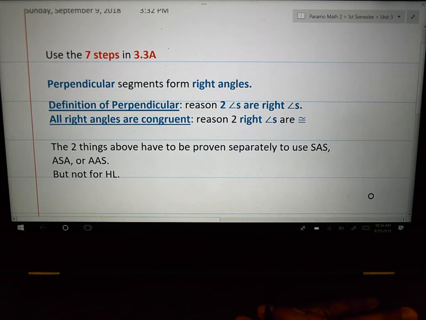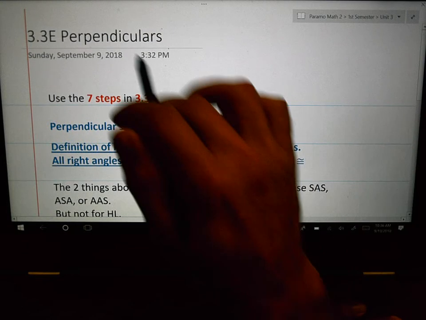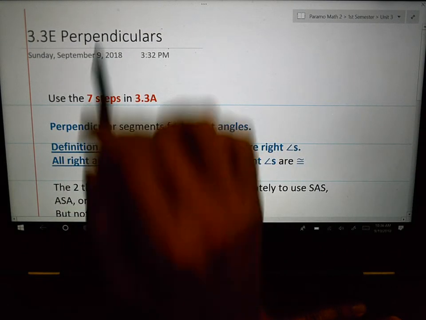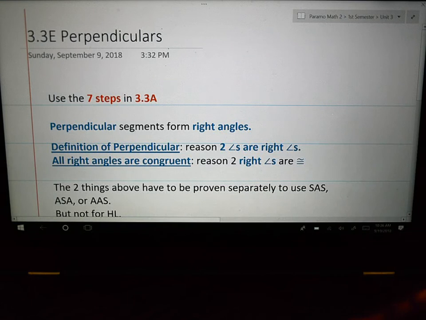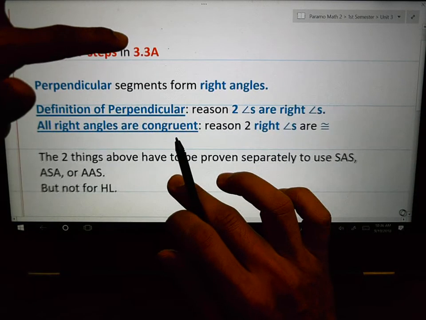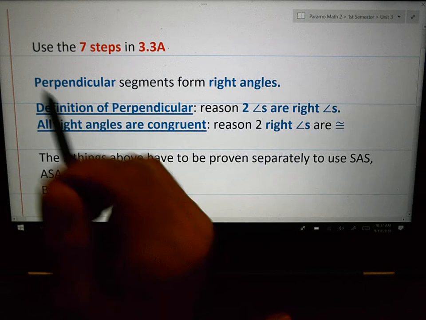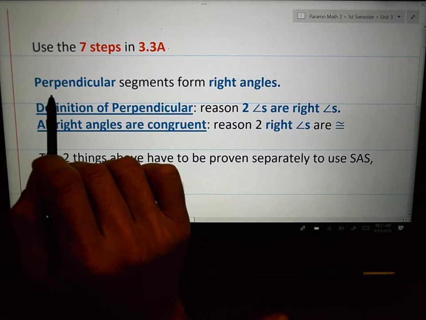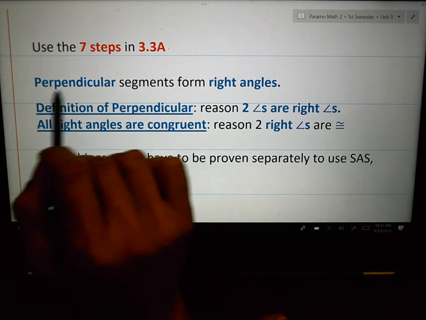And then we get into some basic math in 3.5 and 3.6. The first thing that I need to tell you is that we're still dealing with proofs. So we still follow the 7 steps that are in 3.3a's notes. The major concept that we're dealing with is this word perpendicular.